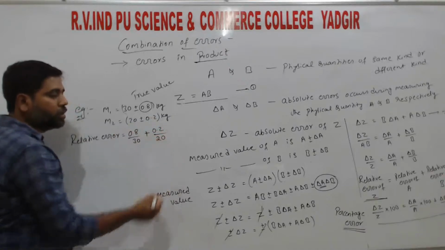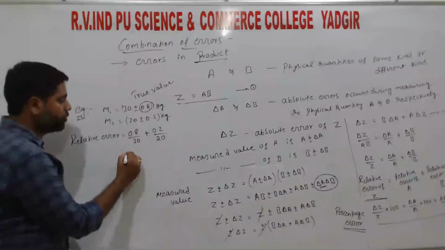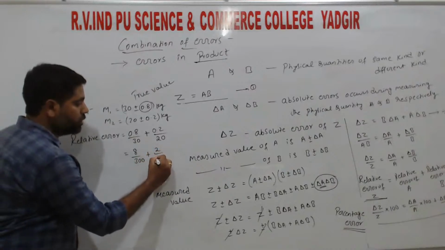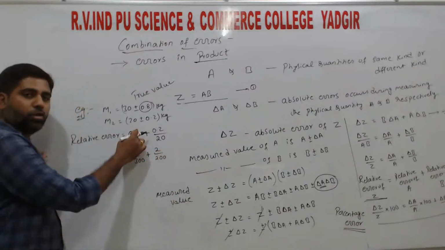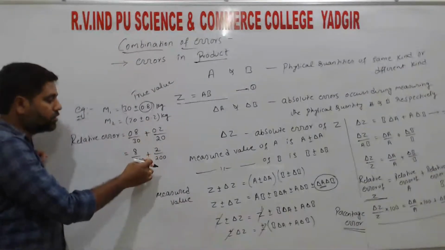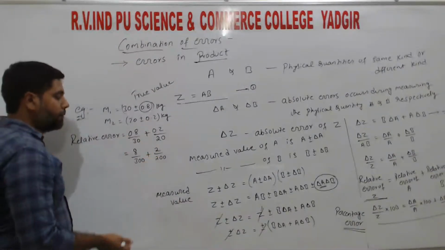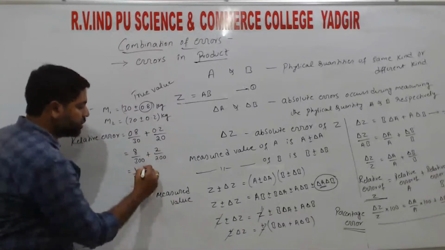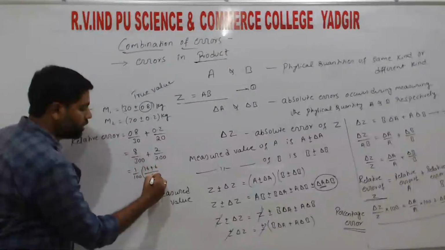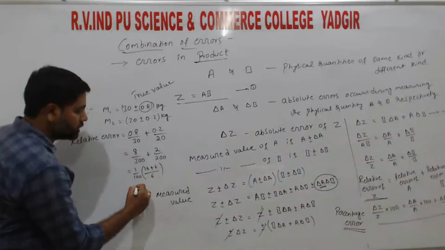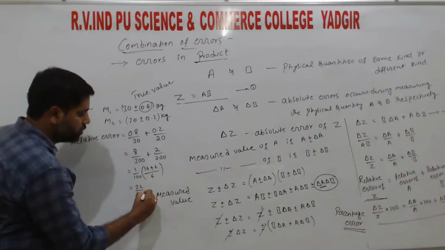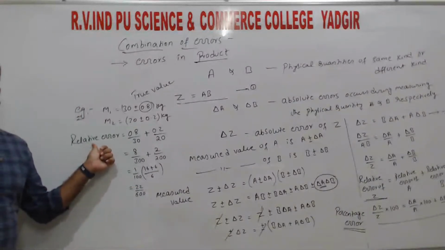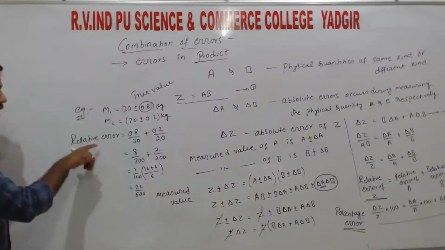So this we can write as 8 by 300 plus 2 by 200, because if we shift the decimal by one place in the numerator, a 0 is added in the denominator. So taking the LCM and simplifying, taking 1 by 100 common, the LCM is 6: 8 into 2 is 16 plus 3 into 2 is 6, divided by 6, right? So 16 plus 6 is 22 by 600. So this gives the relative error, right?